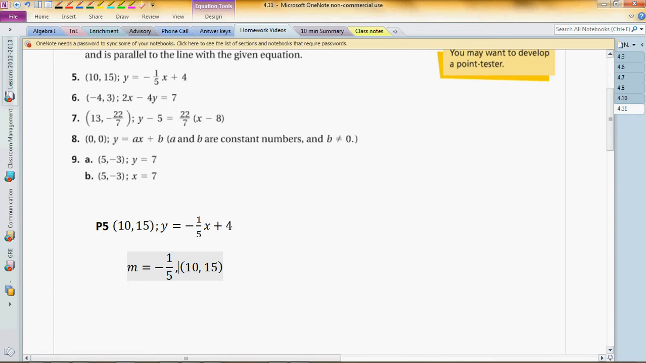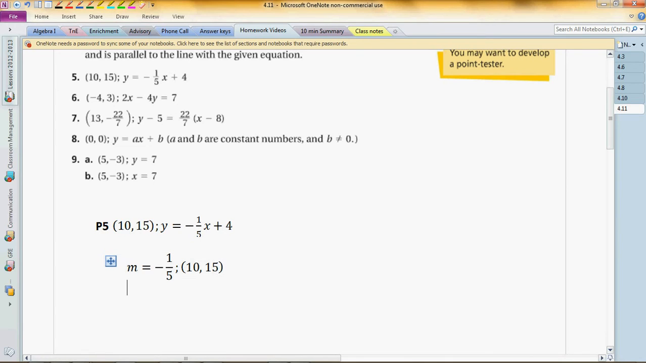These are the two things that we know. We want to find the equation of the line that has the slope of negative 1/5 and passes through 10 and 15. It won't pass through this line, because if you plug those numbers in there, it's not going to satisfy that line. So y equals negative 1 over 5x plus 4 won't pass through 10, 15.